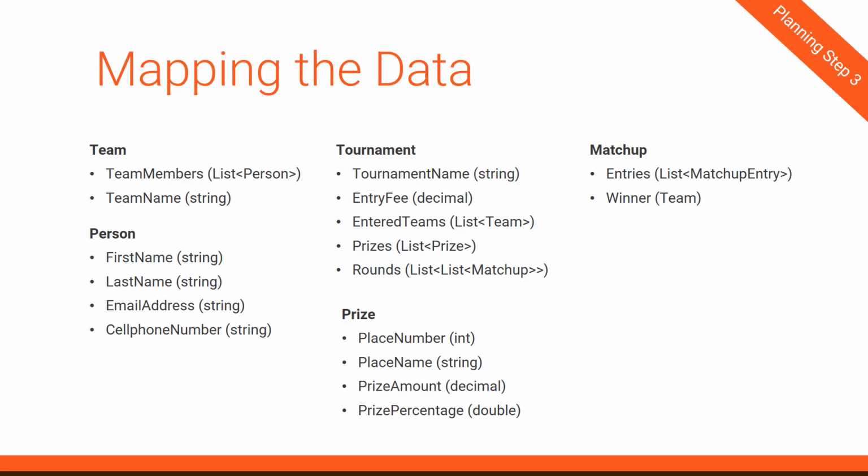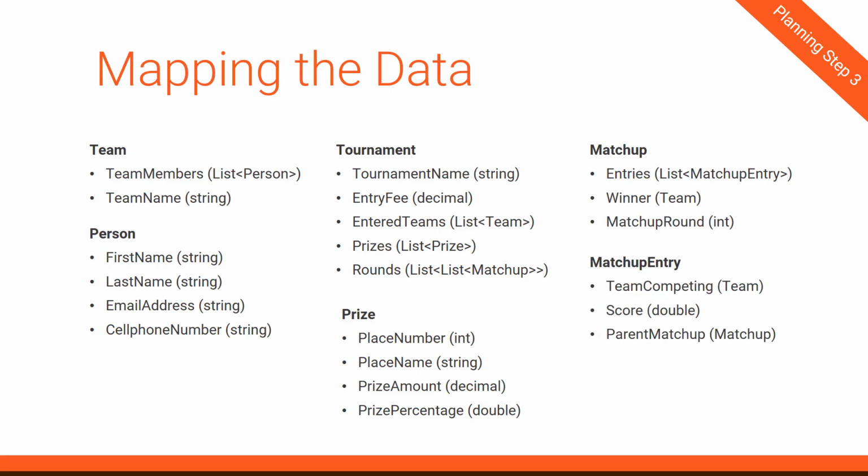We know that this team came from this other matchup in round 1. So round 1 was played, team 1 played team 2, team 1 lost. Therefore, team 2 goes on to round 2. So team 2 has their matchup entry. They'll have a score of 0 to start, but they'll have a parent matchup of their win from round 1. That way we can link a winner all the way back through the different rounds.